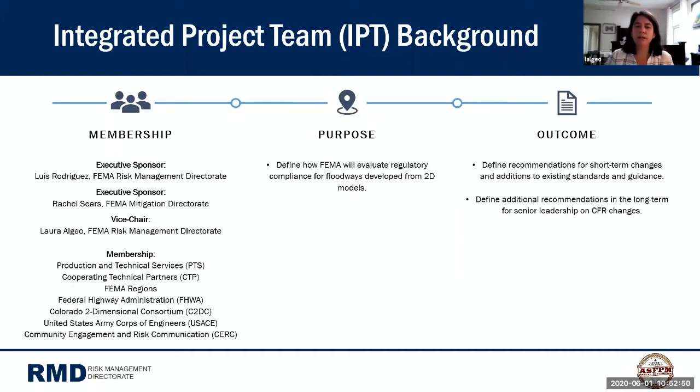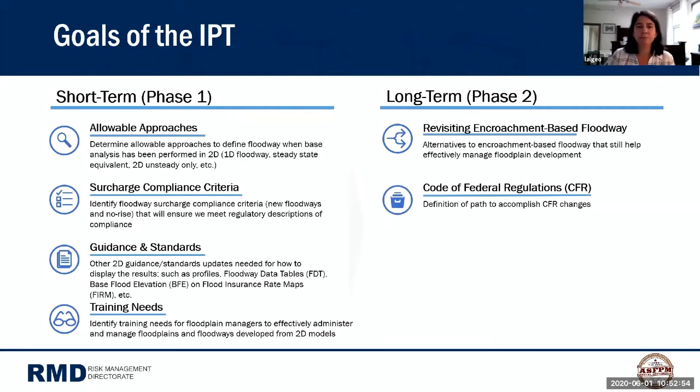So we defined some short-term and long-term goals through that IPT. Phase one, in the short term, is really trying to understand what the allowable approaches to floodway are. We have 1D already. There could be 1D steady state, unsteady state. There could be mixed models. What are the allowable approaches that we can take?